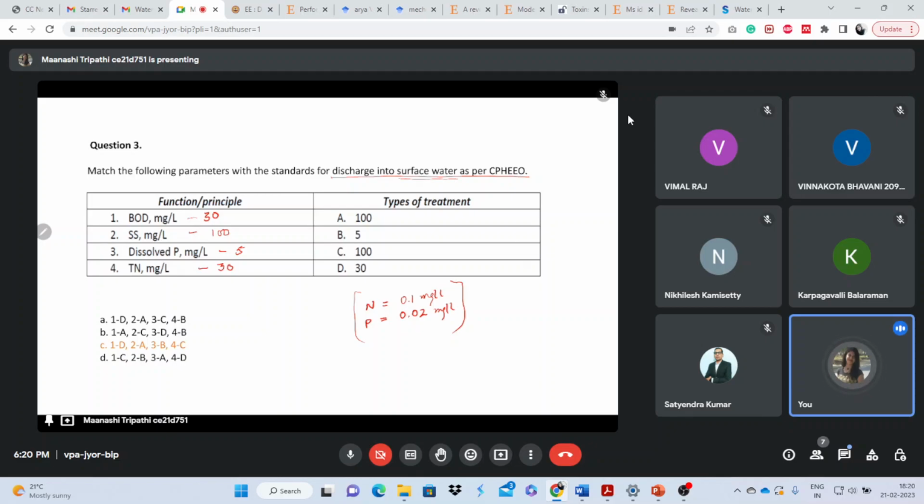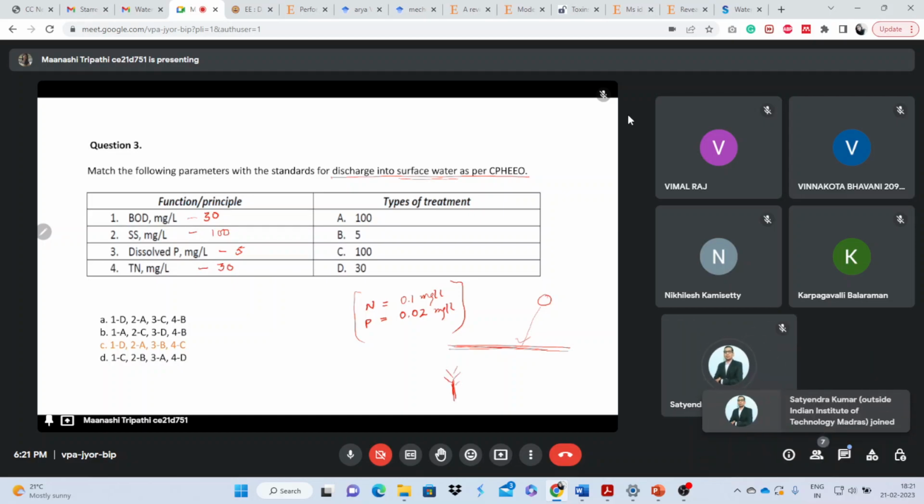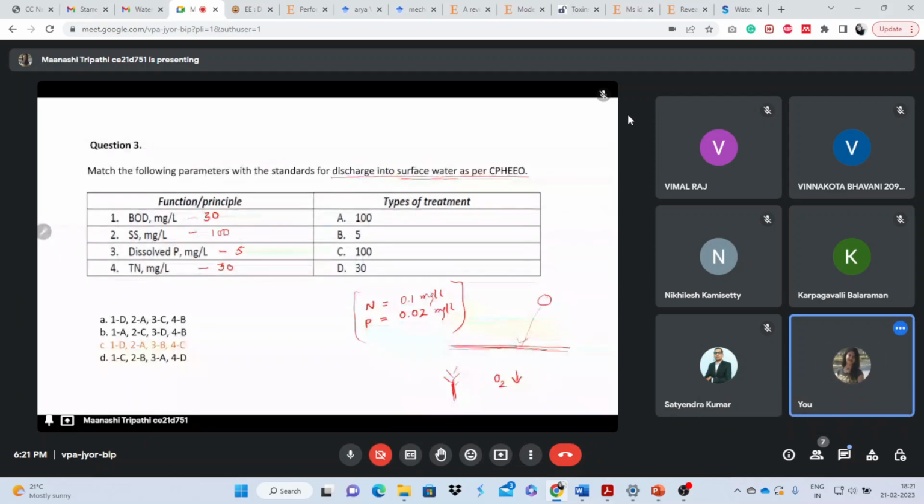What will happen if the dissolved phosphorus and nitrogen are more? There will be more algae formation. They will cover the whole lake or any water body. A mat formation will be there. When there is too much algae, sunlight won't be able to penetrate. When sunlight is not penetrating, the plants which are present inside won't be able to perform photosynthesis. So it will decrease the oxygen level inside the water body. When the oxygen level is below what value? 4 ppm.